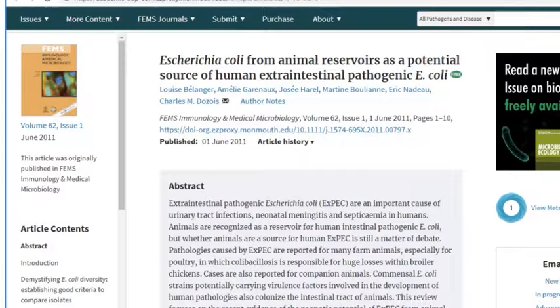Antimicrobials, or agents that stop the growth of microorganisms, are often used in livestock production. Antimicrobial resistance is increasing, making infections harder to treat.